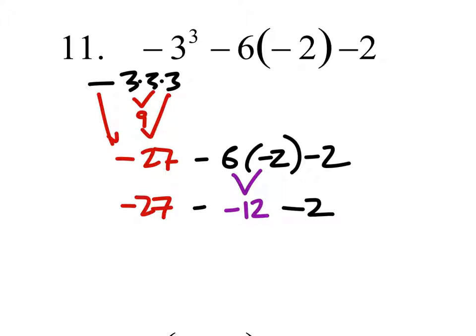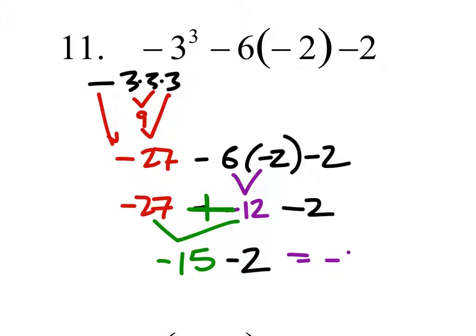Now right here, this is negative 27 minus negative 12. So again, I'm going to change that to a plus. When I combine these, I end up with a negative 15. So I had negative 27. I took away 12 of those. Now I got negative 15. So negative 15 minus 2 on the number line would be going to the left 2 more spots, which would give us negative 17.